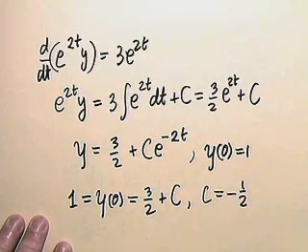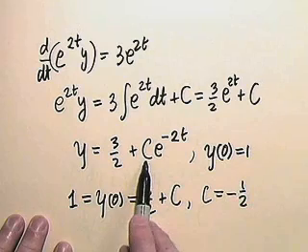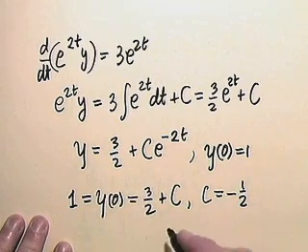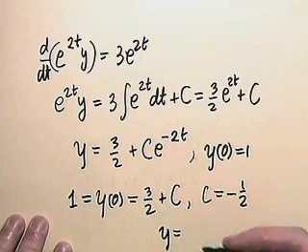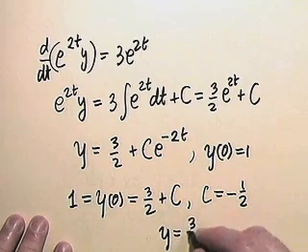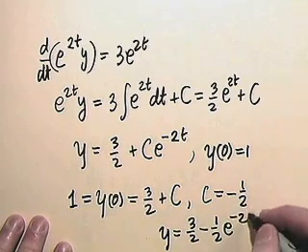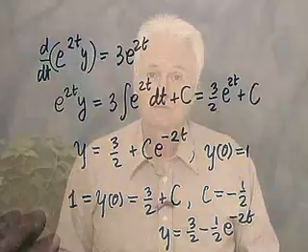negative 1/2. And so consequently, we come back here and put negative a half in for the c, and we find our particular solution as y equals 3/2 minus a half e to the negative 2t.